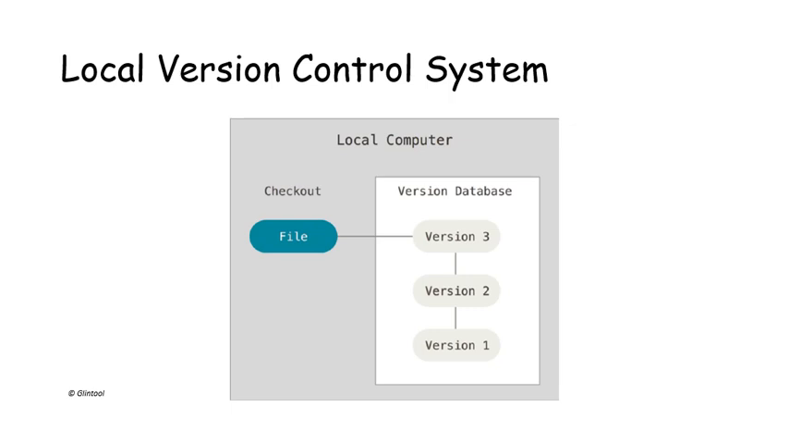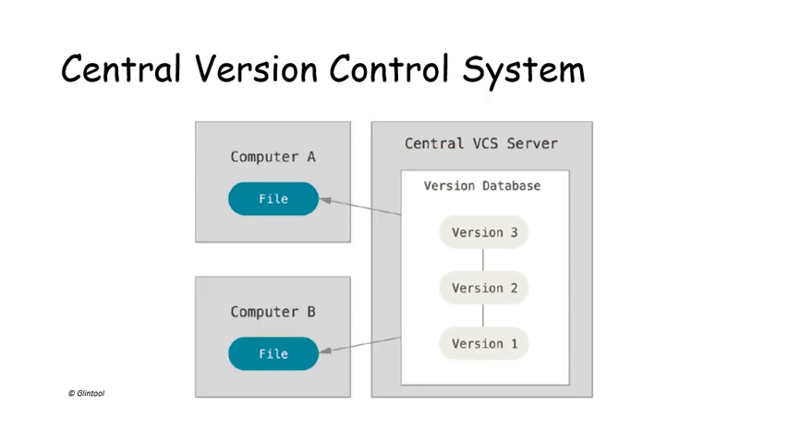Next, let's look at the central version control system. In a central version control system, the various versions associated with changes made to the file are on a central server. Multiple workstations can connect to the same server and work on any version of the file.